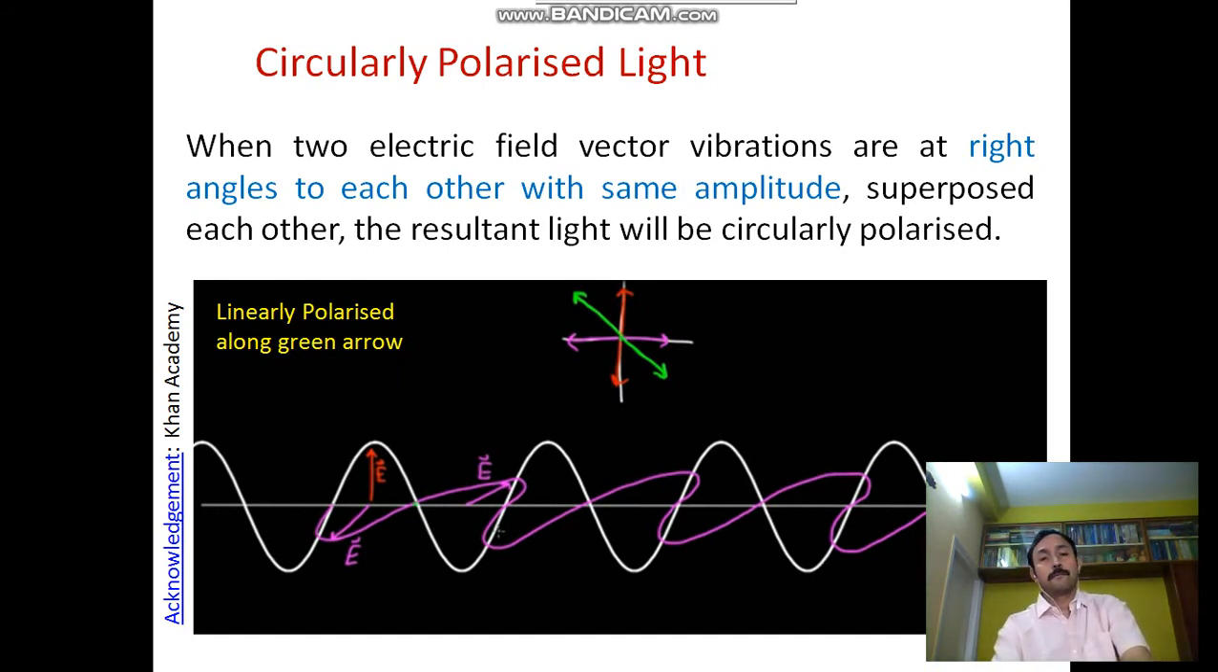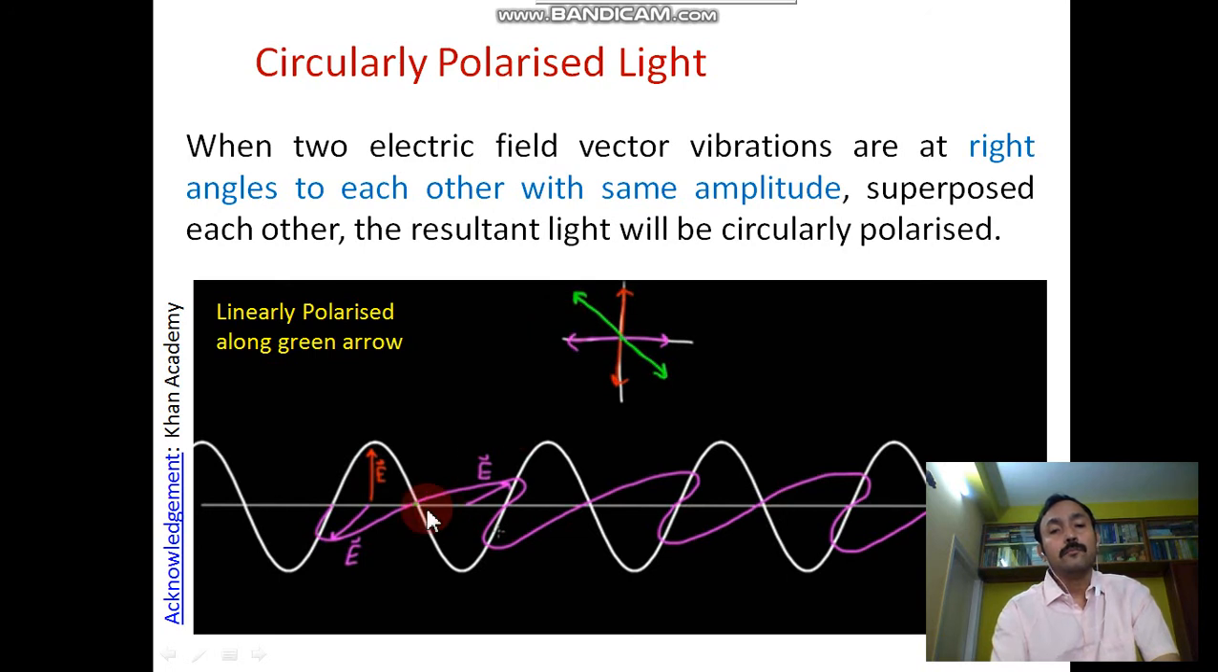Circularly polarized light. When two electric field vectors are at right angles to each other with the same amplitude, remember, same amplitude, and superpose each other, the resultant light will be circularly polarized. Here in our figure there are two electric field vectors of the same amplitude. This is one, this is another one. At this point this is the electric field vector E, and perpendicular to this is the electric field vector along this direction. Now its resultant is along this direction.